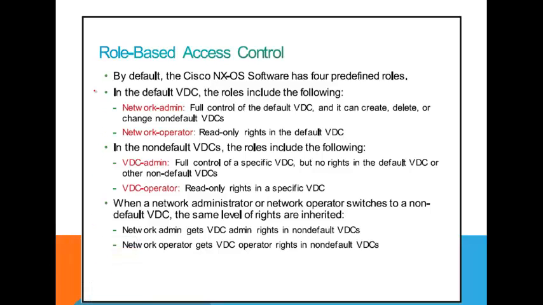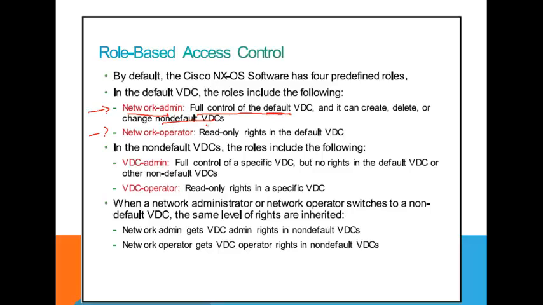So by default there are 4 different roles. We got admin, network admin role, network operator. The first user that you create on an admin VDC or default VDC is called network admin. Now this network admin has got full control over not only the default VDC, but all other VDCs. So he has got full control over the default VDC as well as the non-default VDC.